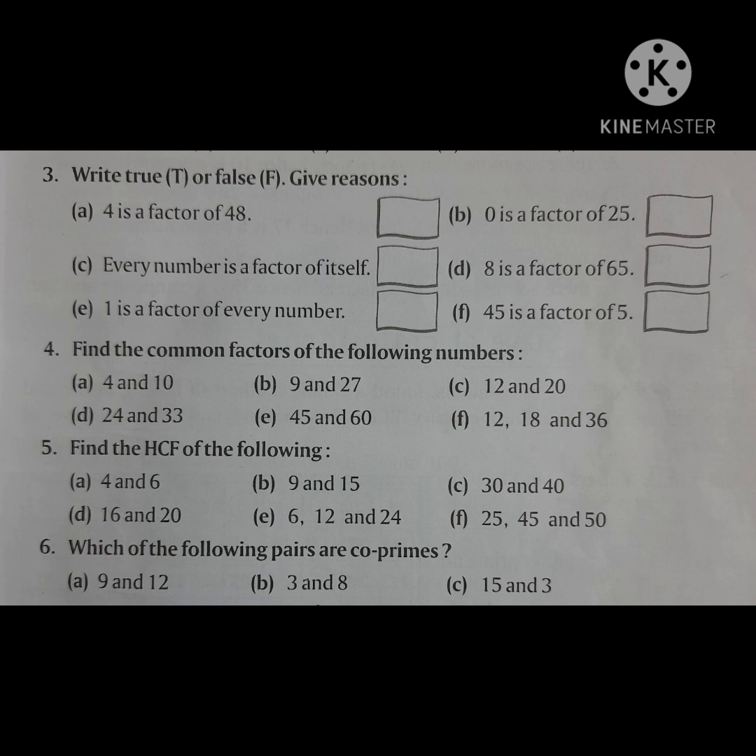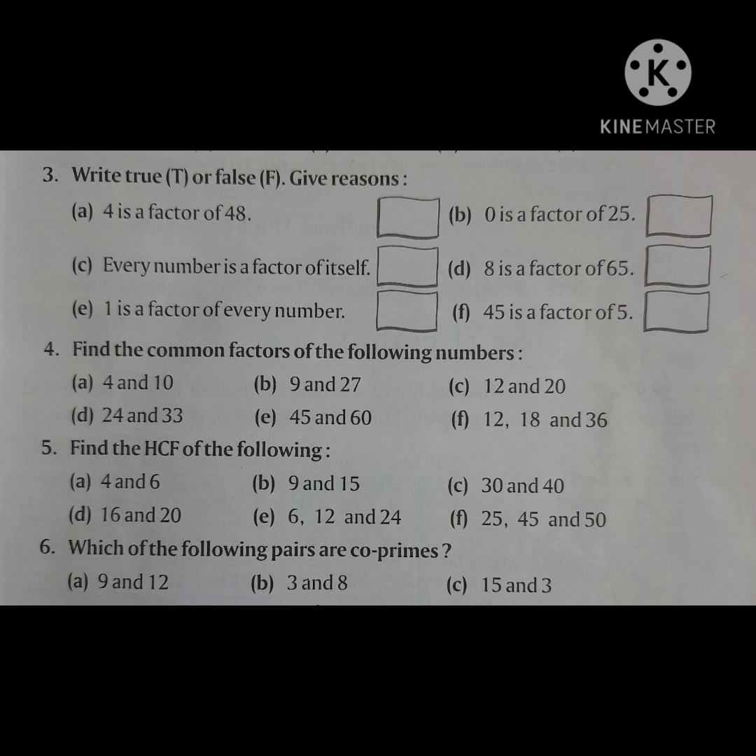Find it out. 4 ones are 4. Then 0 is the remainder. Again 8 you have to take down. 4 twos are 8. So 1, 2, 12. 12 is the quotient and there is no remainder. So here we get 0 as the remainder, means it is a factor. Right? It is true. Next, 0 is a factor of 25. We have learned that 0 cannot be a factor of any number. So it is false. Every number is a factor of itself. Yes, it is true. C is true.